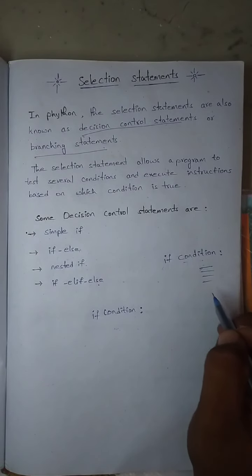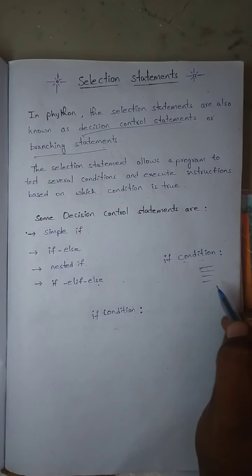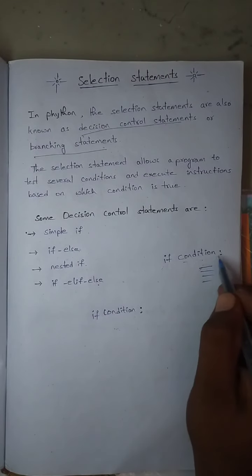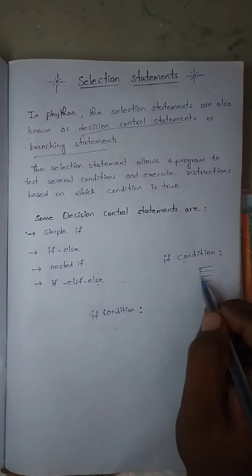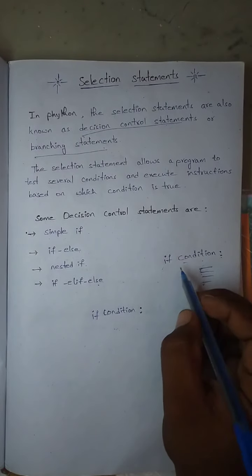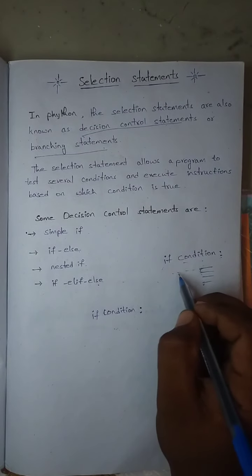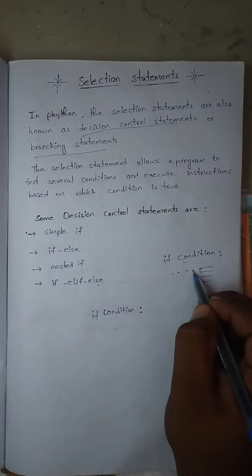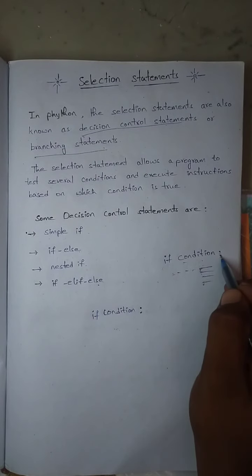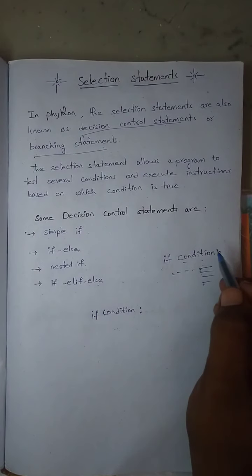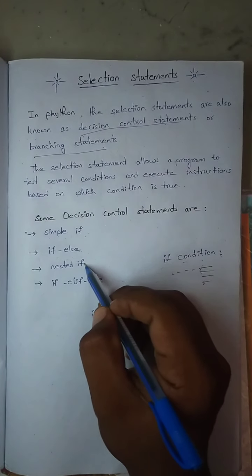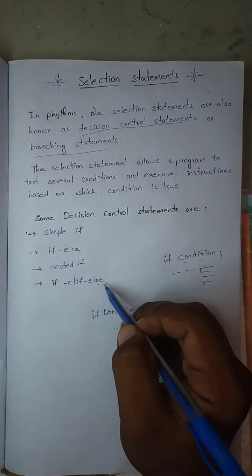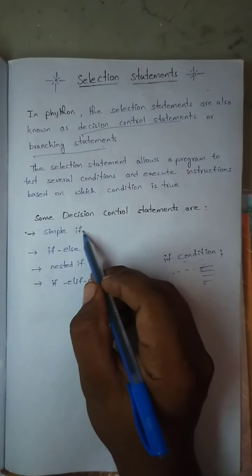When the condition is true, the included section of code must be indented, and every line in this section must be indented the same number of spaces. In Python, generally 4 spaces are used. Some decision control statements are simple if, if else, and nested if else. Now first we learn about simple if.